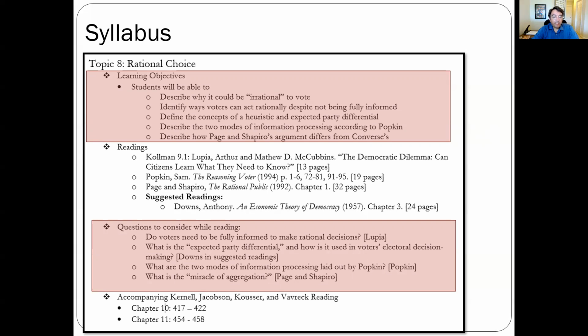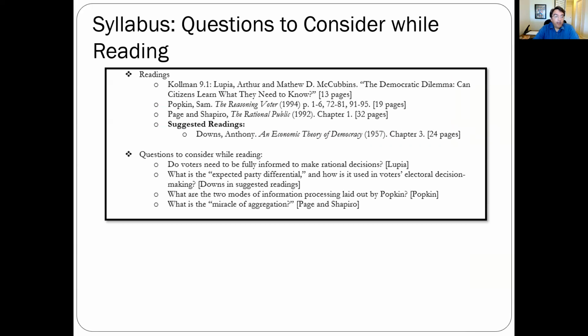Because, for example, when we typically think of a syllabus, a lot of times what it focuses on is the readings, and these are really important. But for each of the topics within this class, each of the sections with the readings also is going to have questions to consider while reading right below it. And what we can see here is that, for example, the first reading up here is a reading by Arthur Lupia. And then there's a question focused on Arthur Lupia's reading: do voters need to be fully informed to make rational decisions?